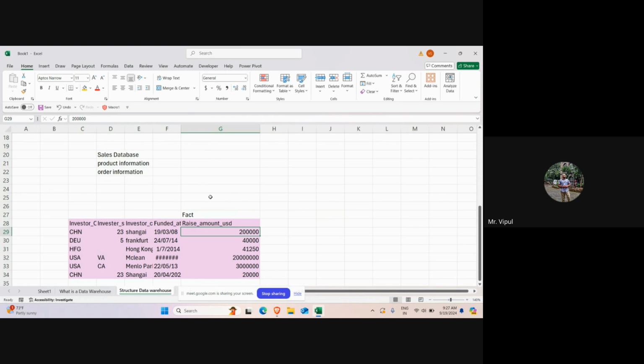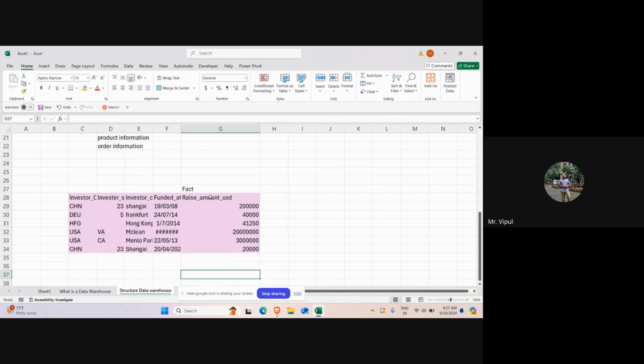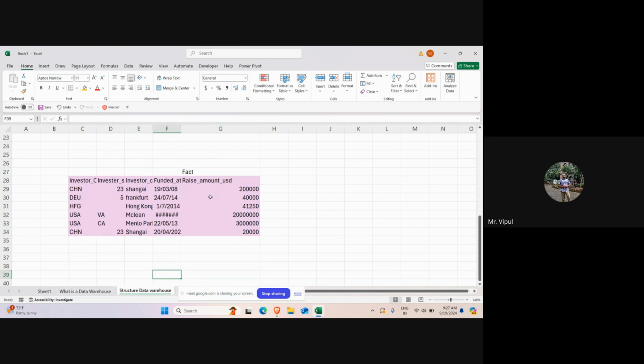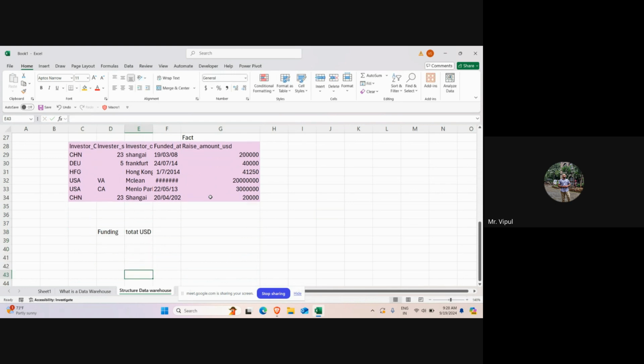Now you can look into our company data file and identify a fact variable. So funding, which is total USD, or US dollar, is a fact variable in the company file. There are several fact variables, and the corresponding facts make a fact table. So I hope you are with me till this time.